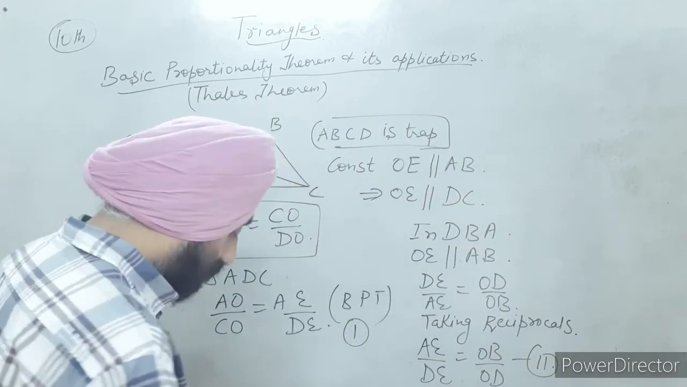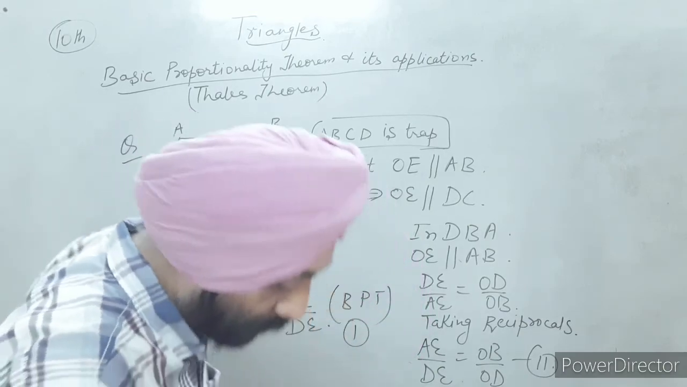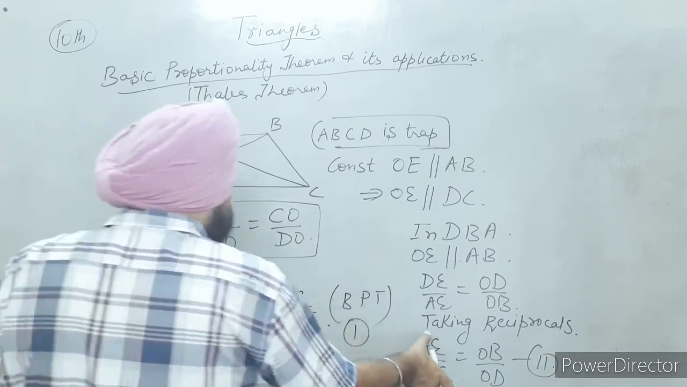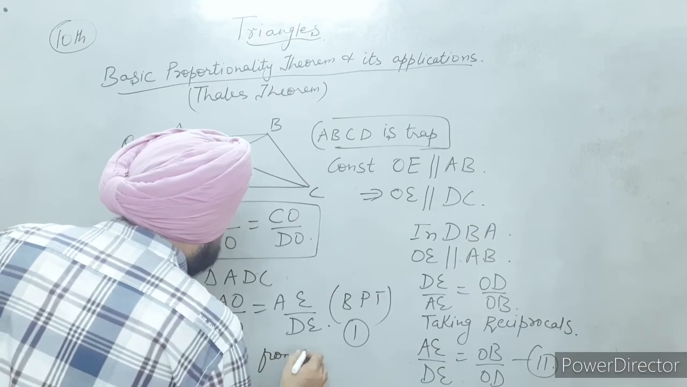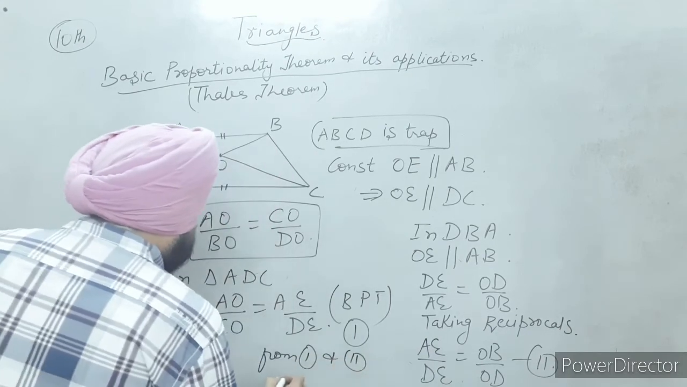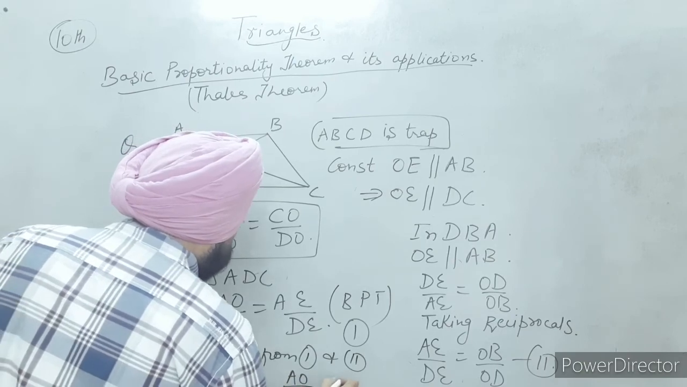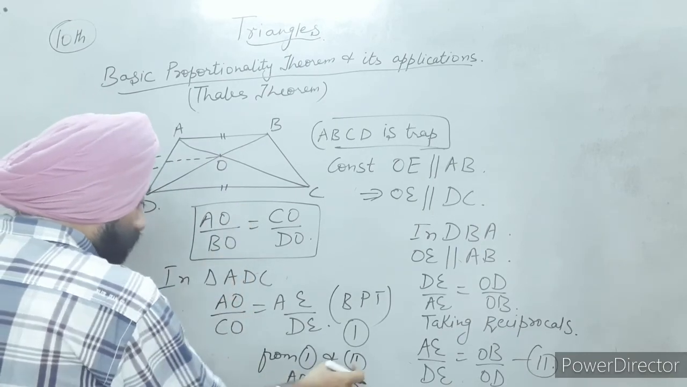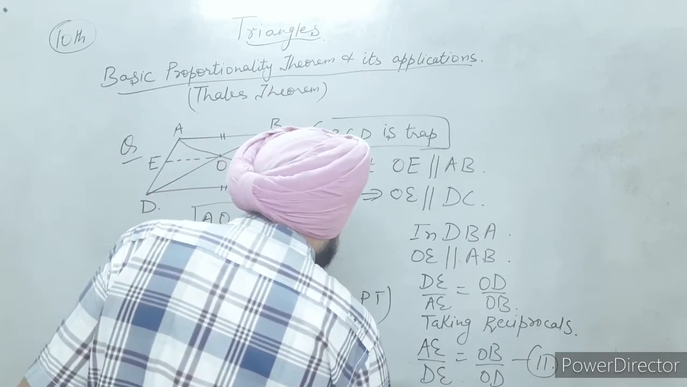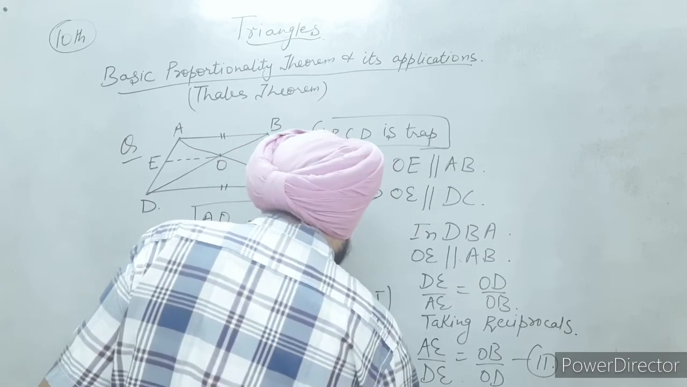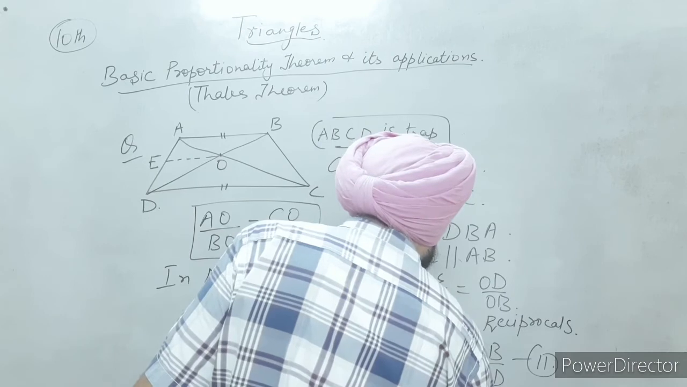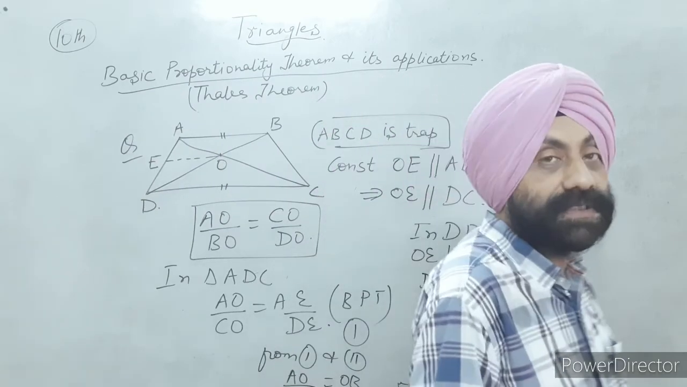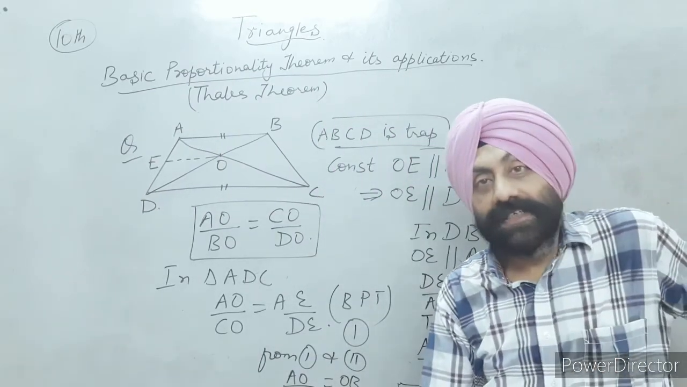From first and second, both are equal to each other. This is AE upon DE. So from first and second, we get AO upon CO is equal to OB upon OD. What we have to prove is OA upon OB, so just adjust the terms. OA upon OB is equal to OC upon OD. Hence it is proved. These were a few applications of basic proportionality theorem and its converse, which we proved.